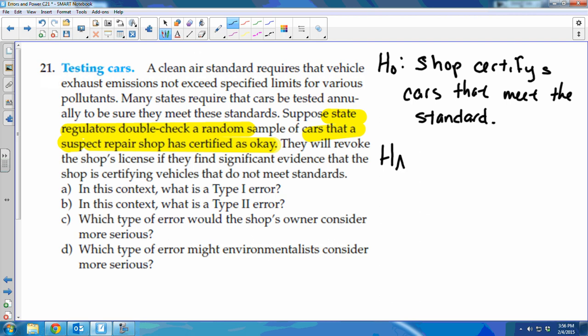The alternative, then, is that the shop certifies cars that don't meet the standards. I misspelled that. Sorry. I don't know how to spell. I apologize.